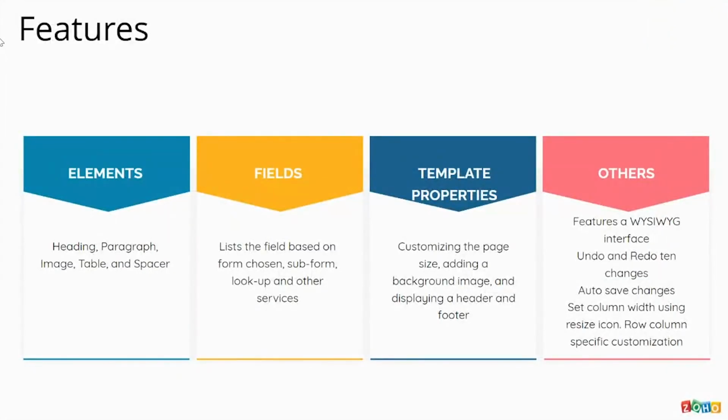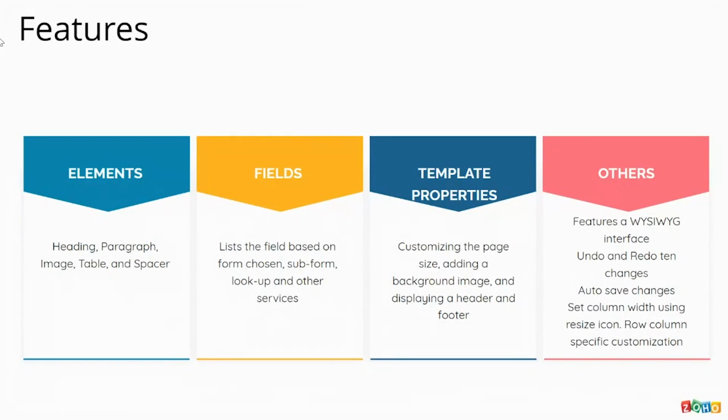So what are the features of record templates? Coming to the elements. Within the elements, you would be able to add the paragraph, the header, embed the paragraph, upload an image, and you can add tables and also the spaces. So while creating the record template, you would want to choose a form to which you're using this record template. So when you're choosing the form, all the related fields, the subform fields, the lookup fields, if you have integrated with other services, all the integrated fields would also appear within the record template layout, and you can make use of these fields within the layout.